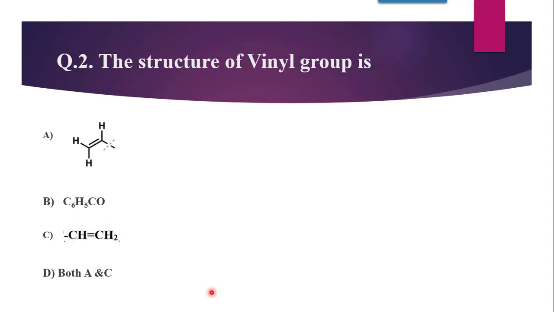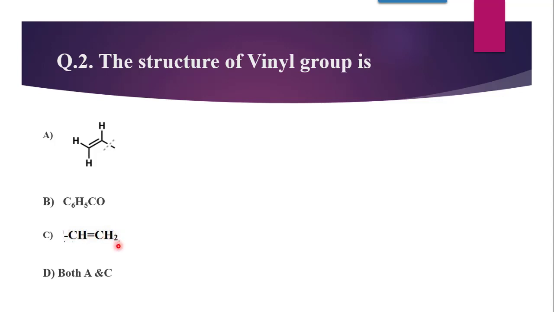Now question 2, the structure of vinyl group is. Now as you can see in the images, this is CH2 and CH with a double bond in between. So this looks similar to that of ethylene, right? See here, option C, this C6H5CO is definitely not there because this is just now which we have seen, it is benzoyl. So here as you can see, CH double bond CH2. If you remove this double bond and satisfy the carbon valency, here CH2 will come. So CH2 bond CH2.